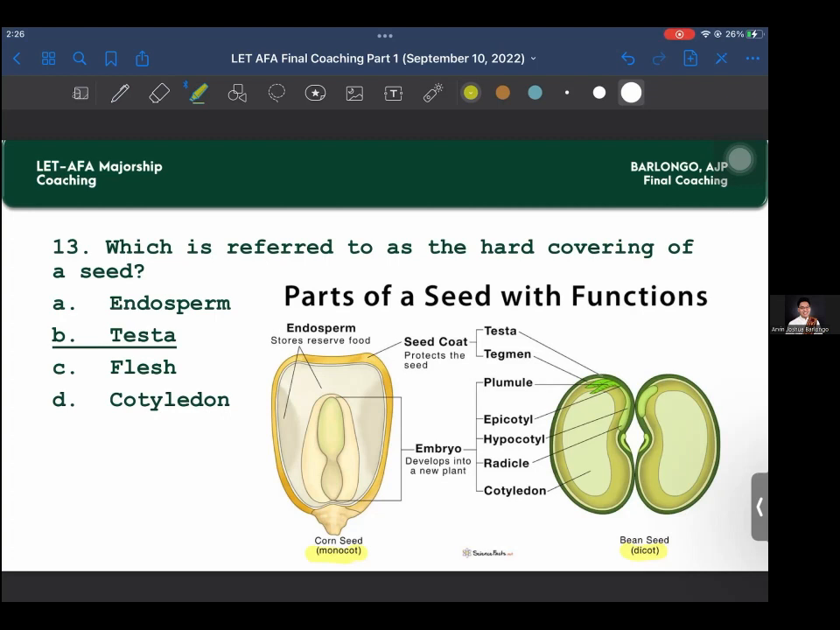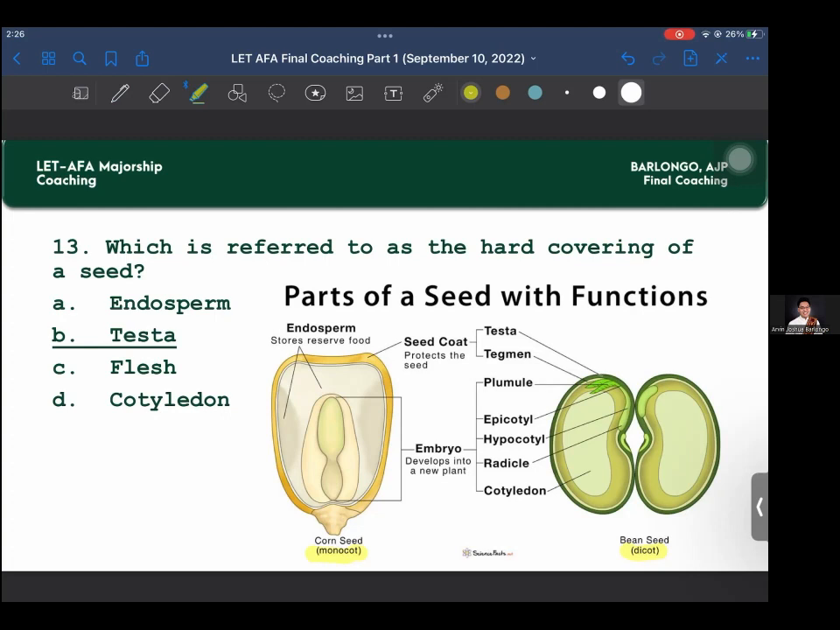So ito yung mga parts nila. If you can look at the illustration, in monocot seeds, basically, they only have three major seed parts, which are endosperm, seed coat, and embryo. Yung embryo natin, it develops into a new plant. Ito yung nagiging leaves natin. Ito yung lumalaki na leaves ng isang corn, yung stem at saka leaves ng isang corn. The endosperm stores the reserved foods.